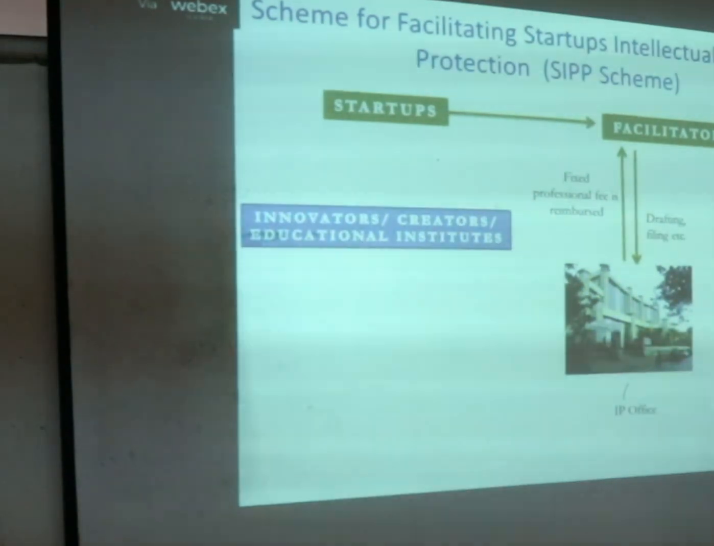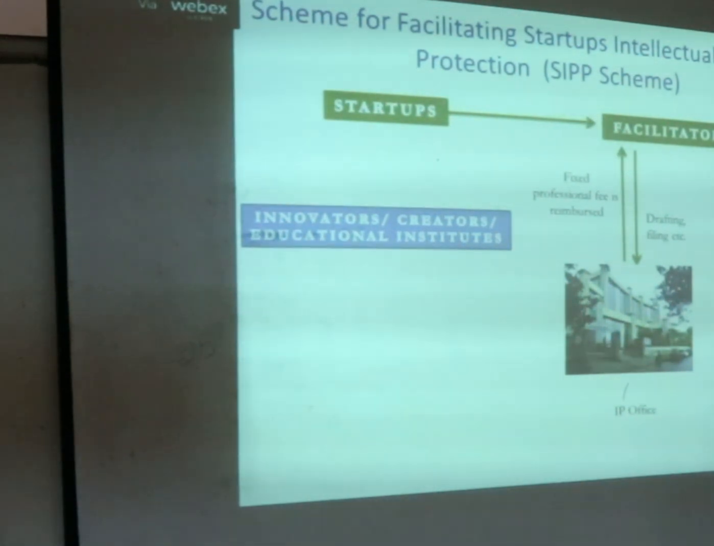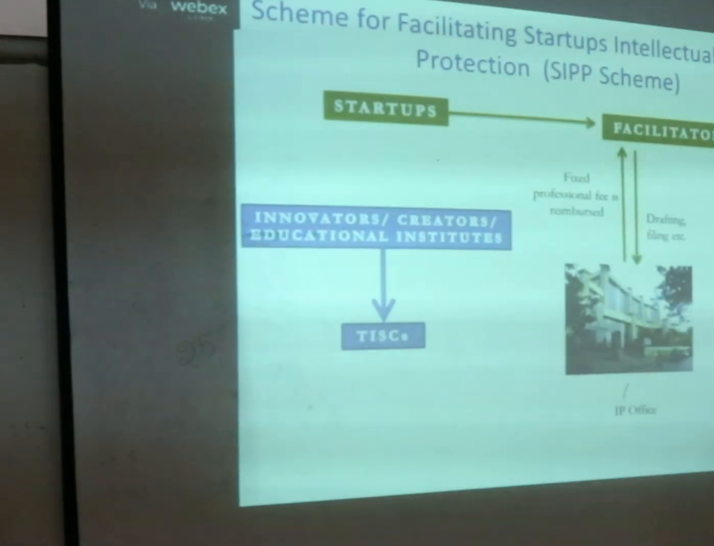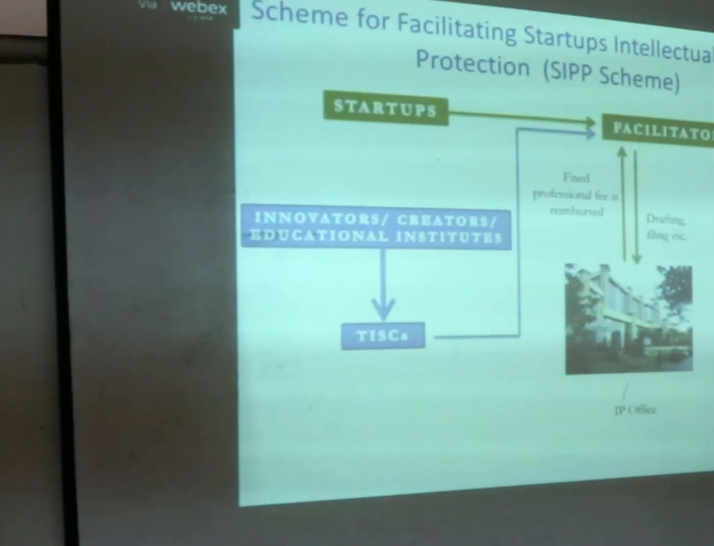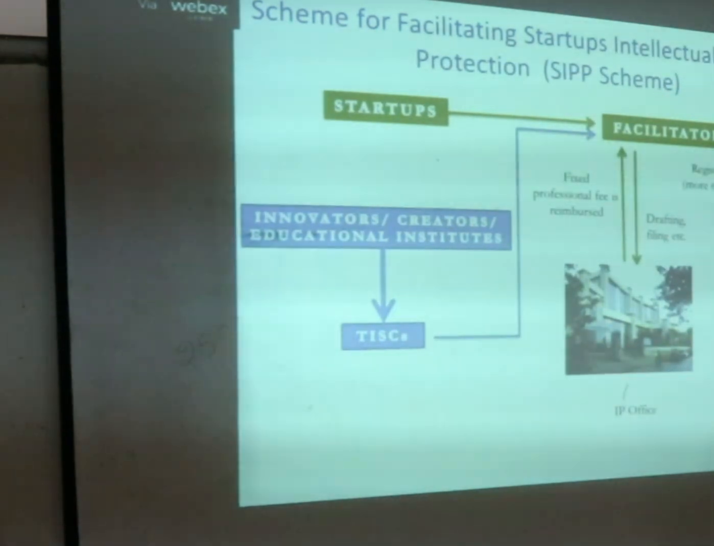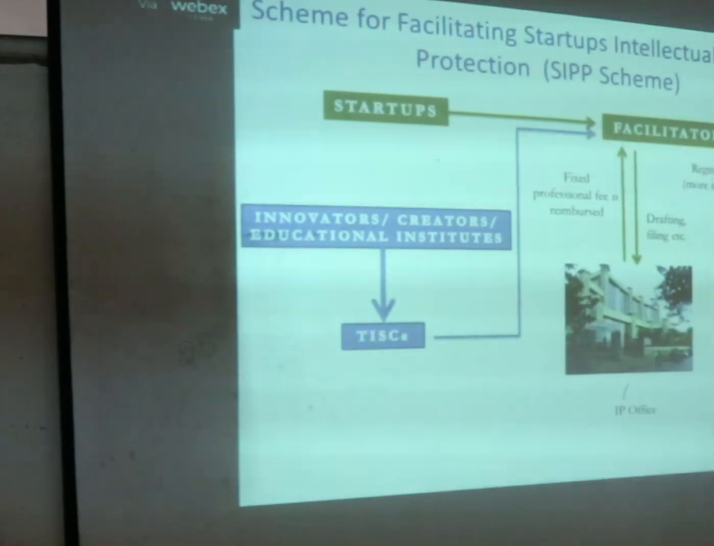This is extended to individual innovators, creators, and also education institutes, but with something different. They have to approach the Indian government's facilitation center. You can approach them, they will select a facilitator for you, and the same case will apply. There are more than 205 facilitators and more than 500 patent agents.